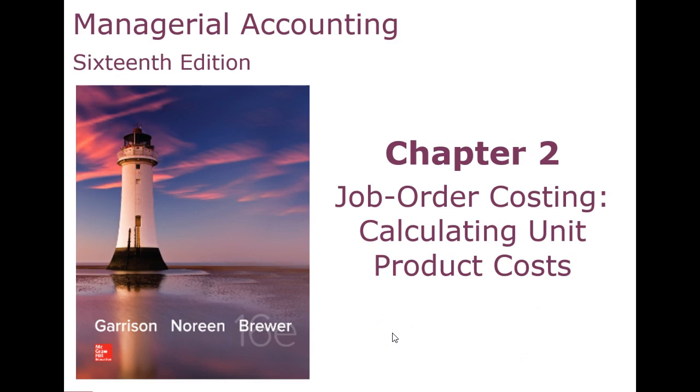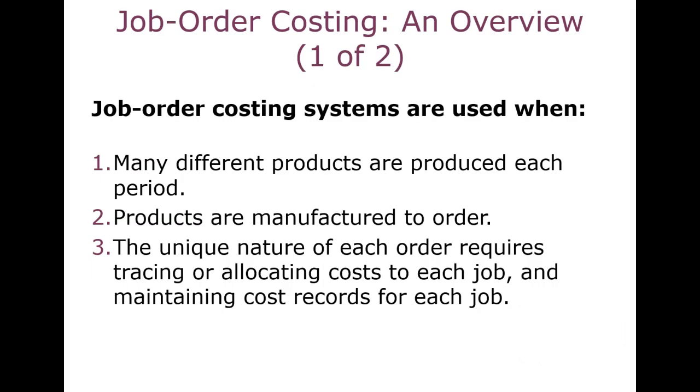Hello class, in this video we are going to talk about Chapter 2, which is Job Order Costing, Calculating Unit Product Cost. So let's get started. Now, job order costing is a system that is used when manufacturers or producers are making a product that is not the same among the various products. So you're making different kinds of products and they all do not look the same.